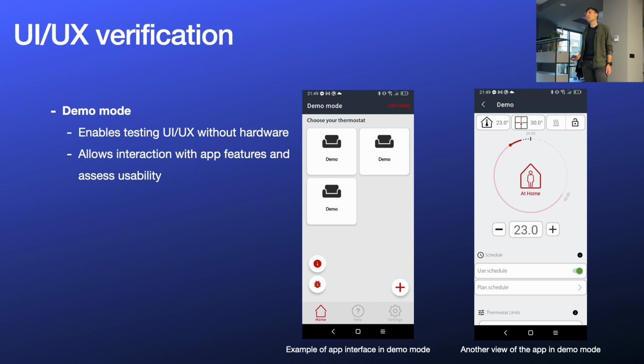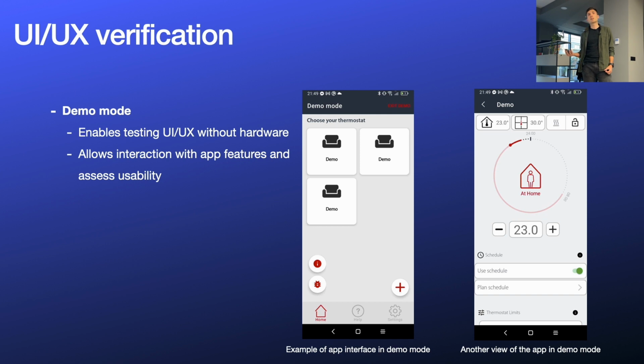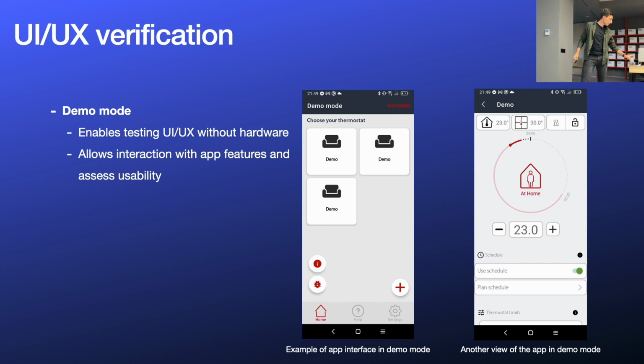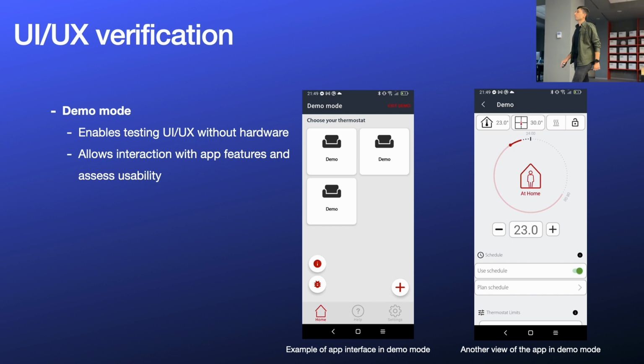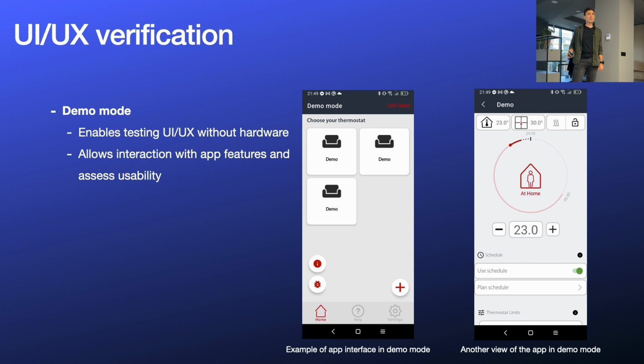But in our case, we have one feature called demo mode. In that mode, we are not getting the information from the physical device. We are getting the information from the local database. This mode was used at first for confirming the UI and UX of the application, and after that for testing some of the features in the application.